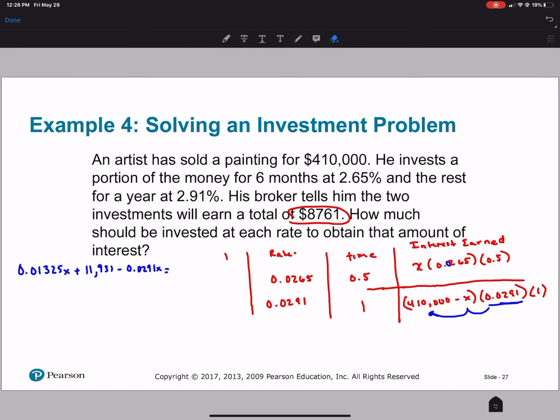And I'm going to erase this because we should have it by now. It's going to be equal to our 8,761. So remember, I already multiplied these two, and that's what gave me this, right? Then I distribute it in, and that's how I got these right here.